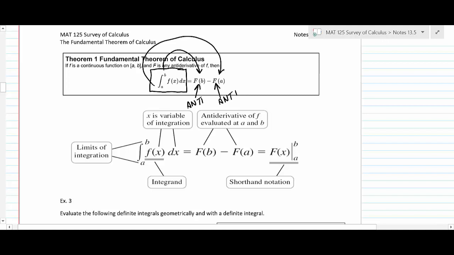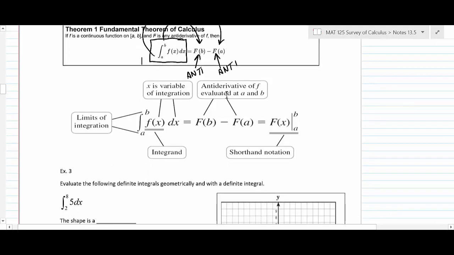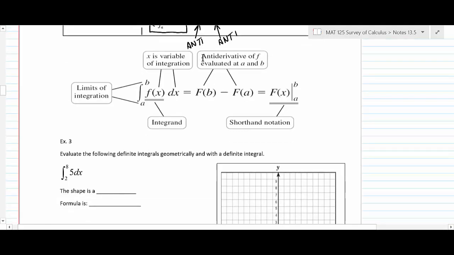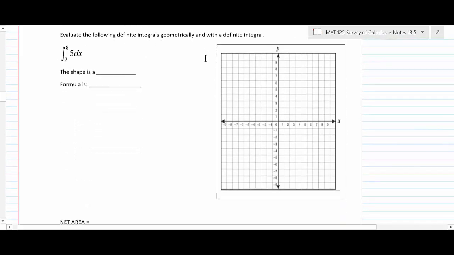Now, one thing that'll help you a little bit, I think, is some basic examples to kind of get you going. I think that'll help you understand why this works the way it does. Okay, I'm going to show you in this example 3 how this works. First of all, this is a real good starting example.